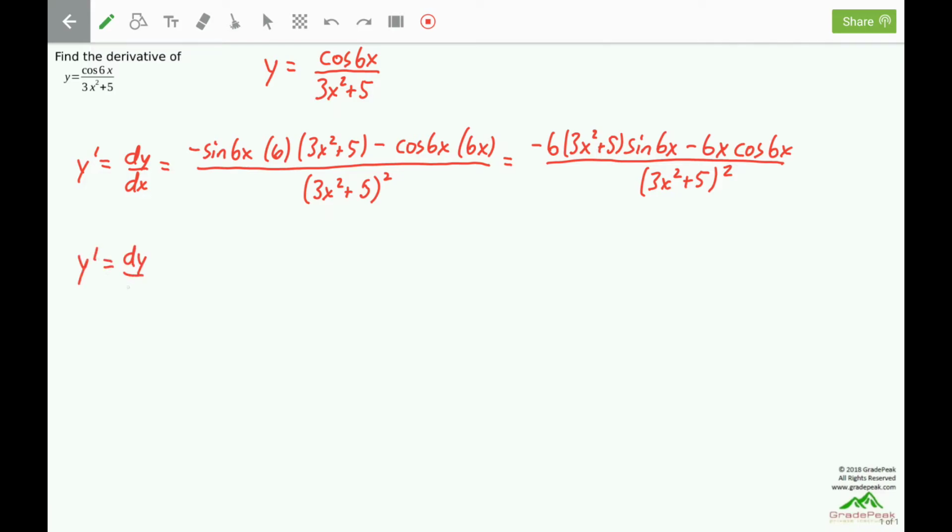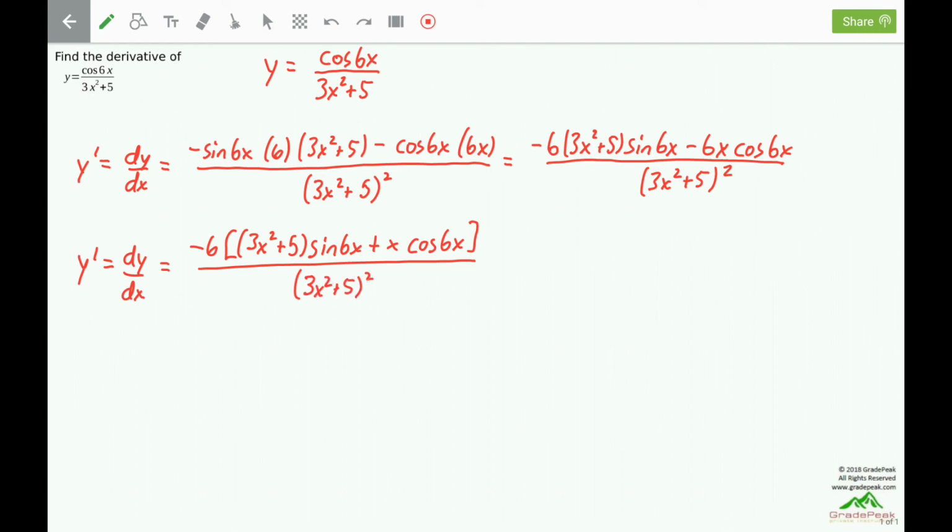And y prime or dy dx will be negative 6 times, that'll leave behind 3x squared plus 5 sine of 6x. And taking out a negative 6, this will become positive. The x will have been left behind. And then cosine of 6x over 3x squared plus 5, and then quantity squared. There's our derivative y prime or dy dx.